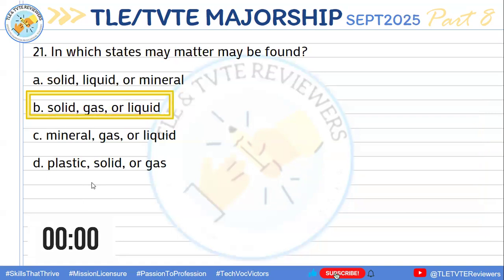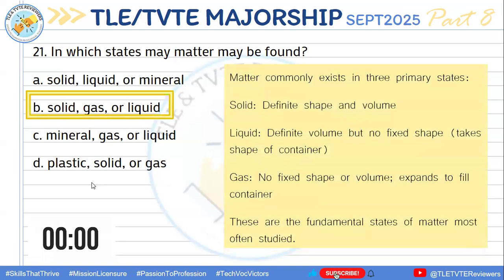Answer letter B, solid, gas, or liquid. Matter commonly exists in three primary states. So we have solid, liquid, and gas. For solid, that's definite shape and volume. For liquid, that's definite volume but no fixed shape, so it takes the shape of its container. For gas, it has no fixed shape or volume, so it expands to fill the container. These are the fundamental states of matter most often studied.